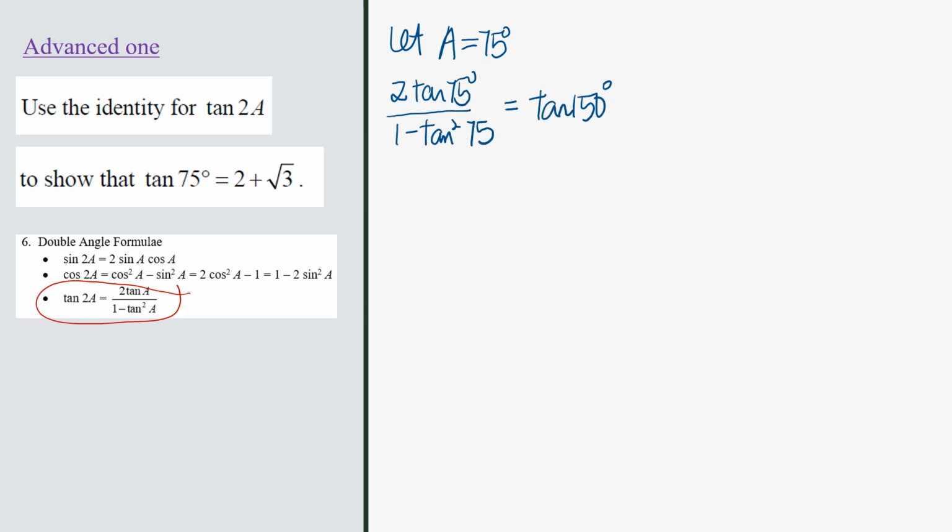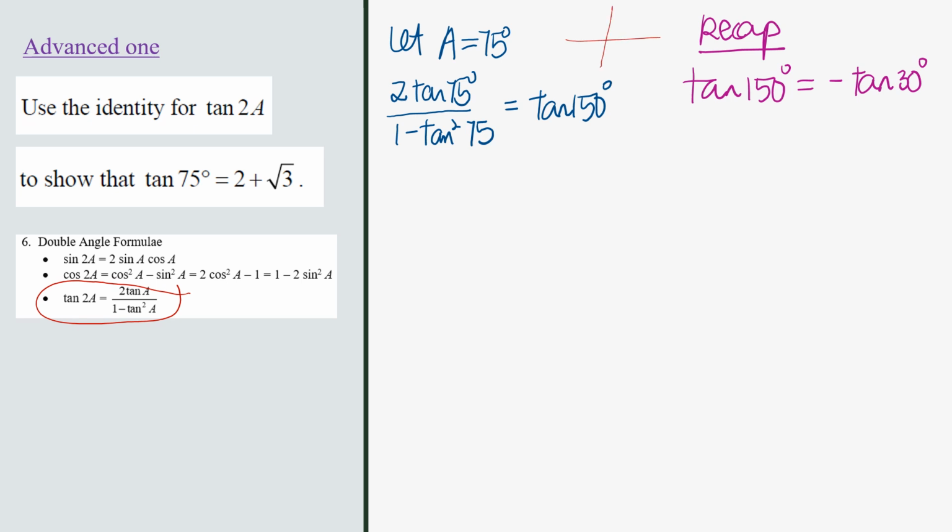Right, then you will end up having 2 tangent 75 degrees over 1 minus tangent squared 75 equals tangent 2A. So if A is 75, 2A will be 150, right? Okay, so if you look at what you have on the screen, you can't simplify tangent 75. You're supposed to find tangent 75. So the only thing that you can simplify will be tangent 150.